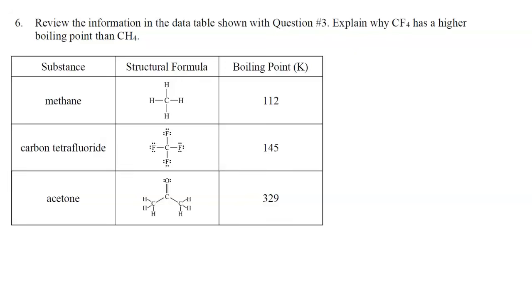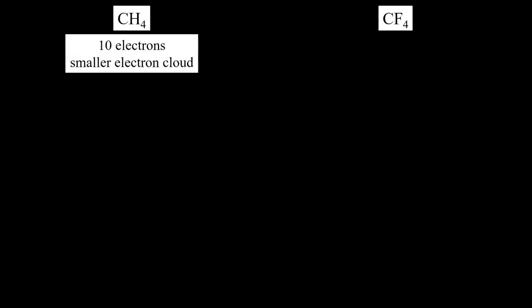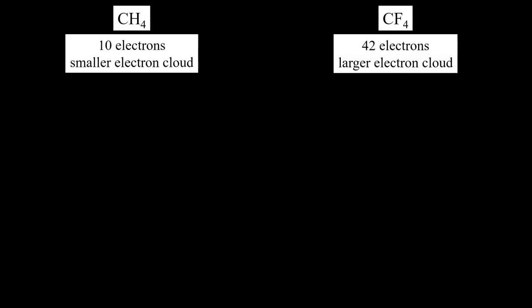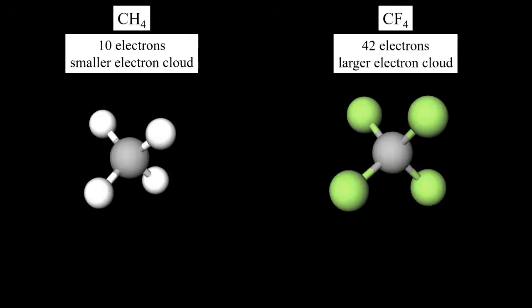And the reason for this difference in boiling point is related to the relative size of the electron clouds for these two molecules. Now, carbon has a total of 6 electrons. Hydrogen has only 1 electron, but 6 plus 4 would give us 10 electrons for the CH4 molecule. Fluorine has 9 electrons, so 9 times 4 is 36, plus the 6 electrons for carbon. That gives the molecule CF4 a total of 42 electrons, so it has a larger electron cloud.